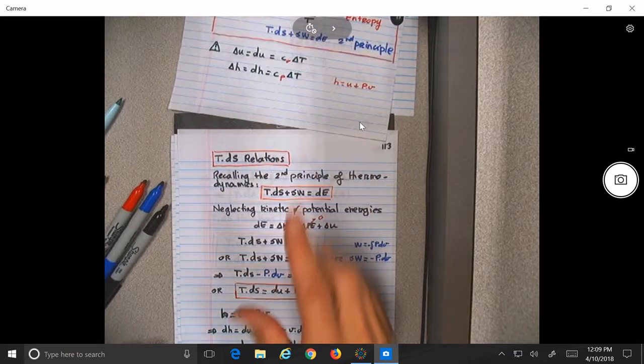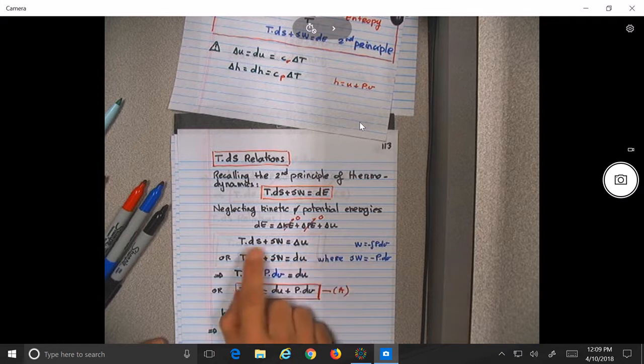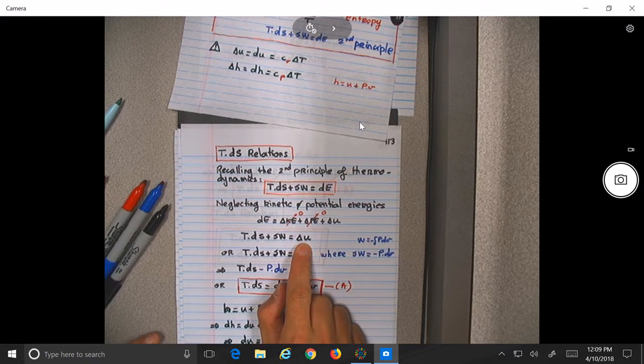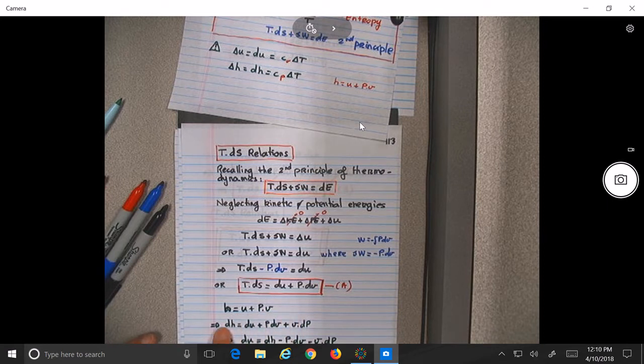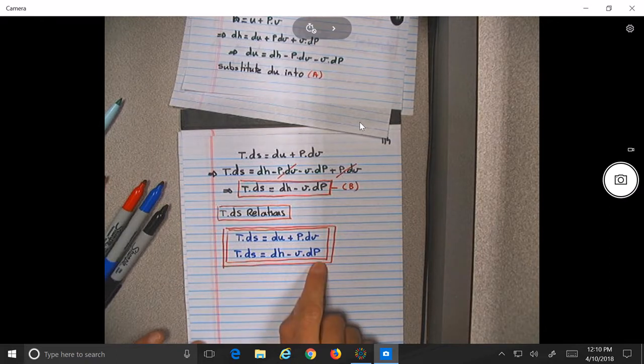Now, when we do the TdS relations, what did we do? We say, neglecting kinetic and potential energy, we have TdS plus work equal to change in internal energy. What is the work done by the pressure? The work done by the pressure, W, will be PdV. So I substitute: TdS equals dU plus PdV. This is our first one. Now we want to use H. So I write H equal U plus PV. I go through the derivatives and substitute and find this equation here: TdS equals dH minus VdP. So these are the two TdS relations.